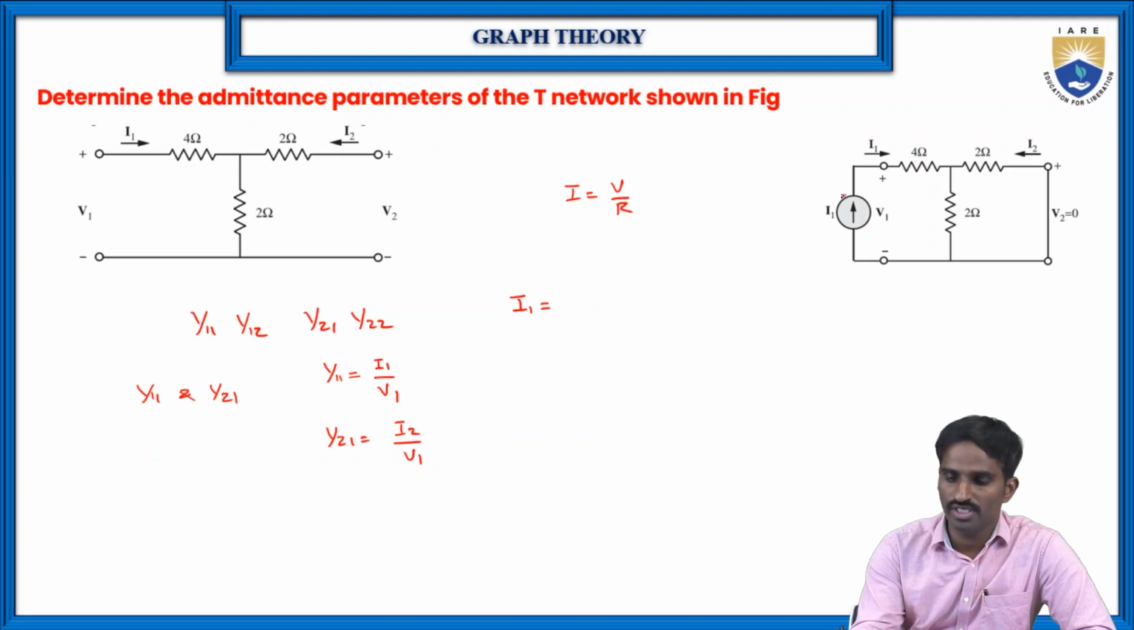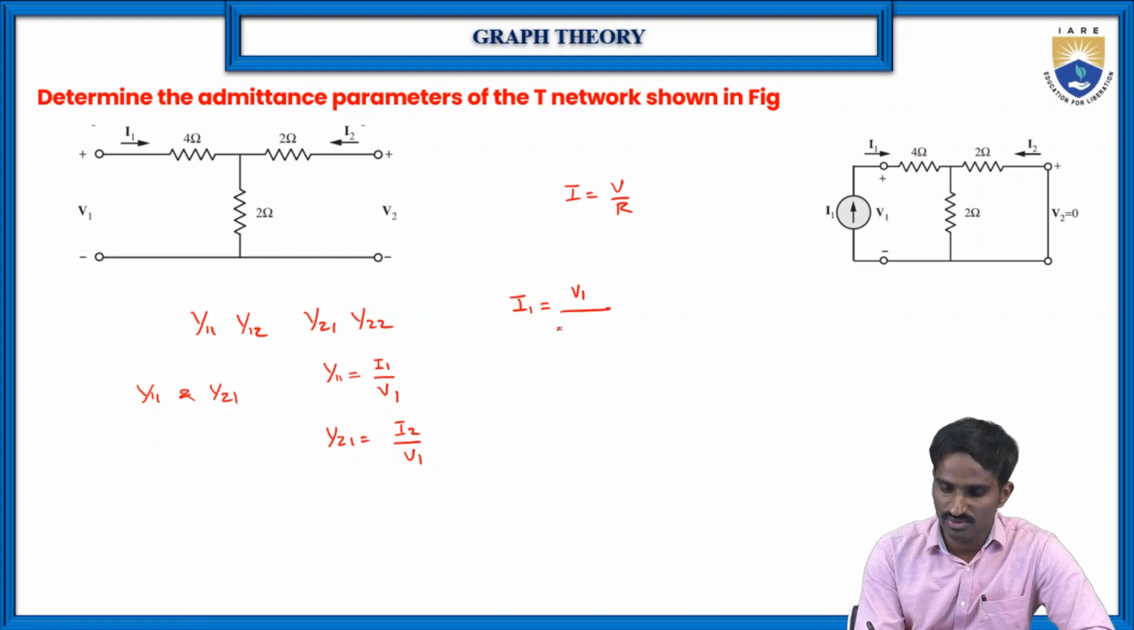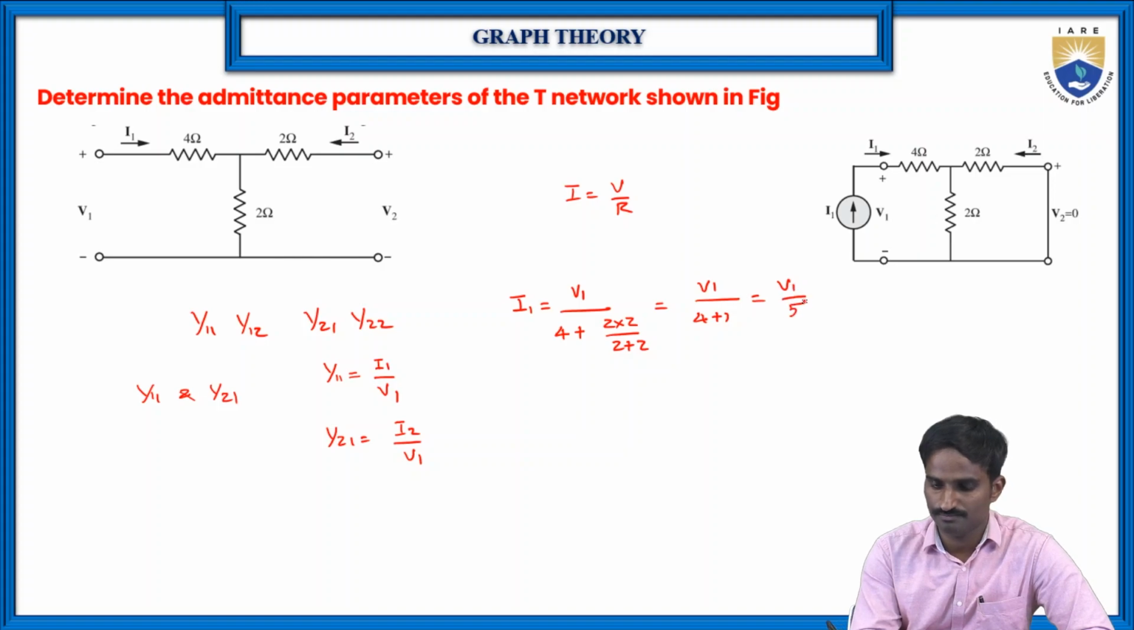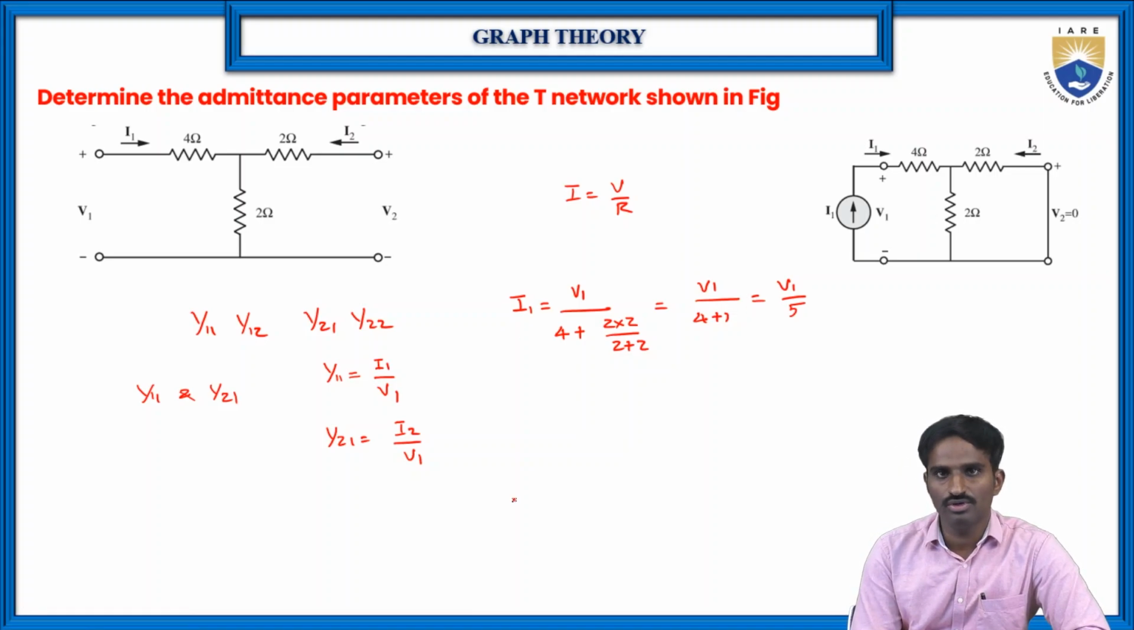Let us consider the voltage across the primary side is V1, so in place of V it is V1 divided by the resistance. The total resistance here: these 2 ohms and these 2 ohms are in parallel, and this parallel combination is in series with the 4 ohms. So I am writing 4 plus 2 into 2 by 2 plus 2. Then this is equal to V1 by 4 plus 1, which is V1 by 5. So I1 is equal to V1 by 5.